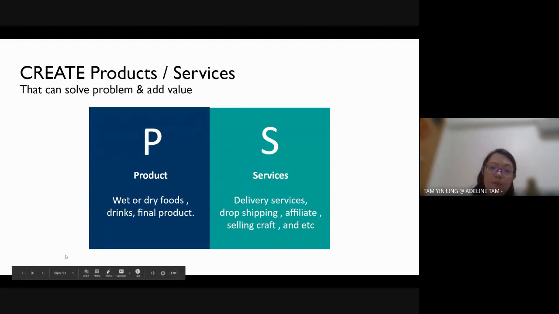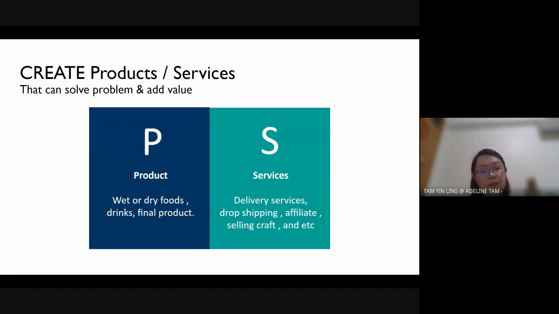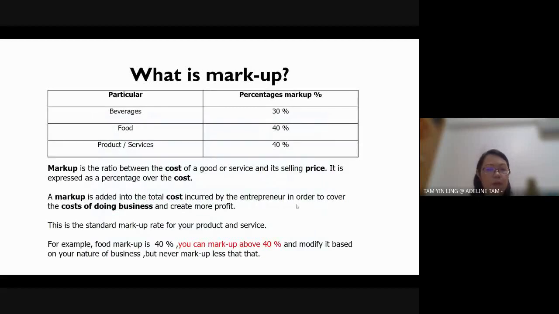So for products, there are many types of product. Services might be delivery service, dropship, and other services. And then always bear in mind, when you are preparing the product for sales, you have to set a markup. Markup is the ratio between cost and price. So it's a ratio between cost and price.